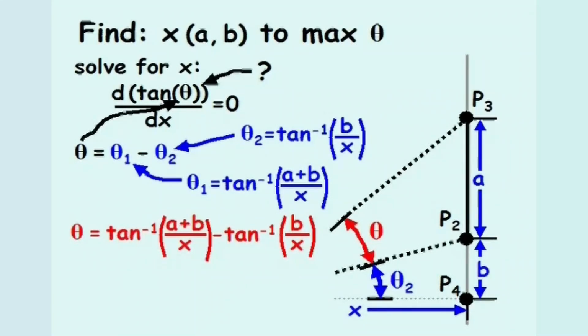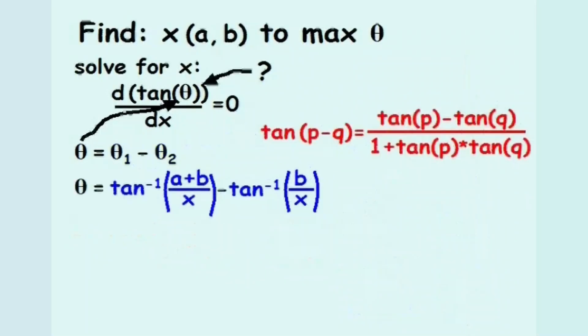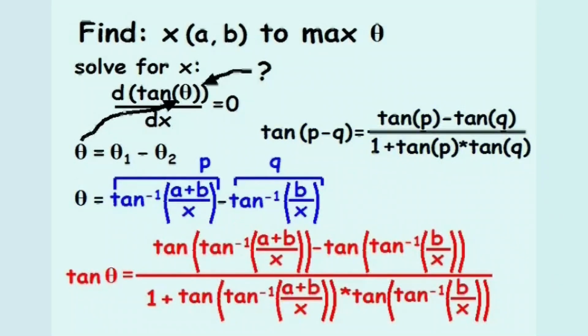From trigonometry, we recall the tangent of p minus q equals the tangent of p minus the tangent of q divided by the quantity 1 plus the tangent of p times the tangent of q. If we assign the variables p and q to theta 1 and theta 2 respectively, then the tangent of theta equals a function of the operators tangent and arctangent and a function of the variables a, b, and x.